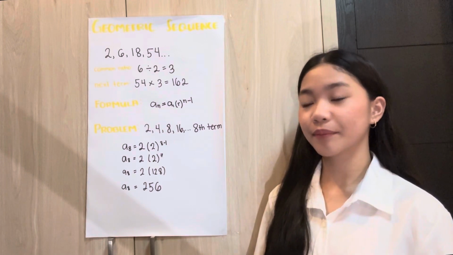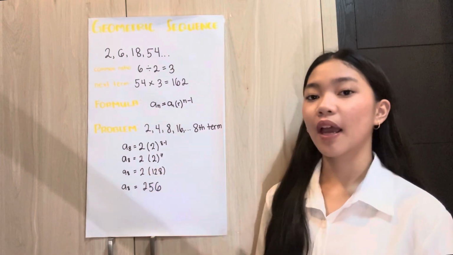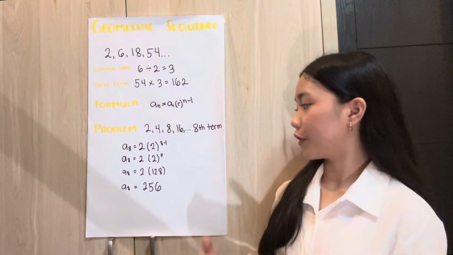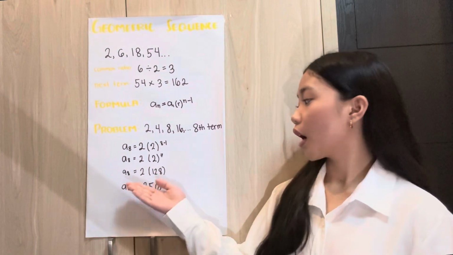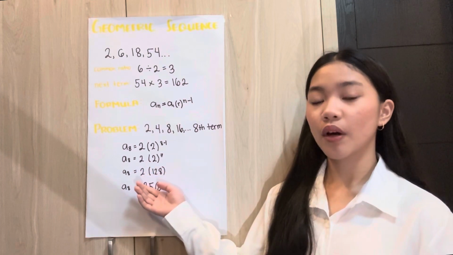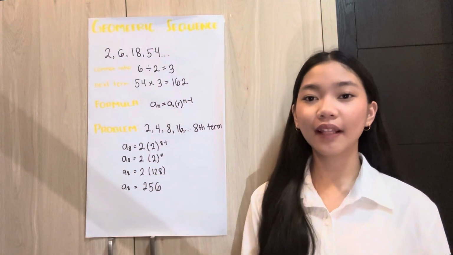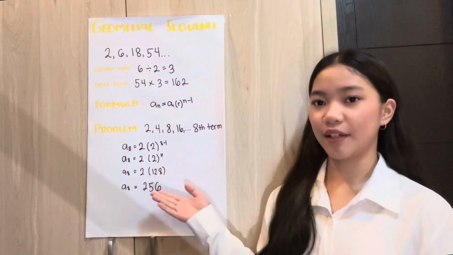So the answer is 120. And the last step is we're going to multiply 128 to our first term, the 2. 128 times 2 is equal to 256. And that's the 8th term of our sequence here.